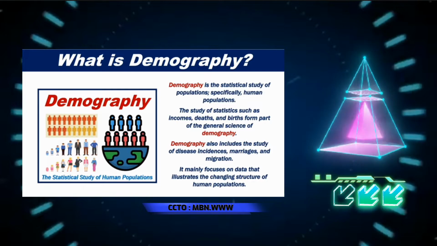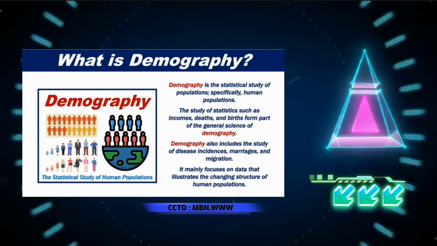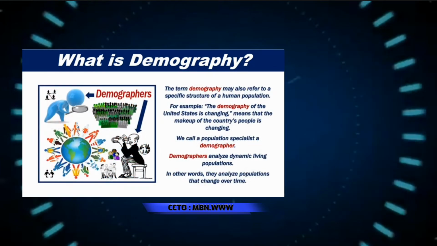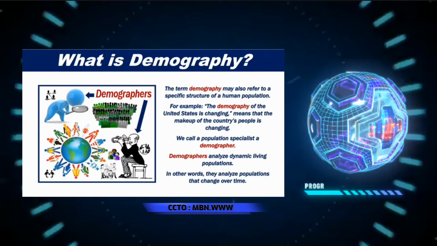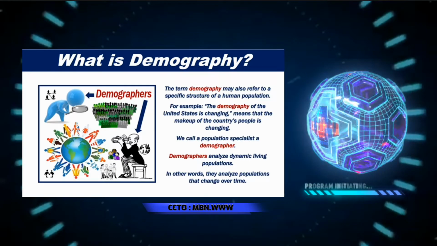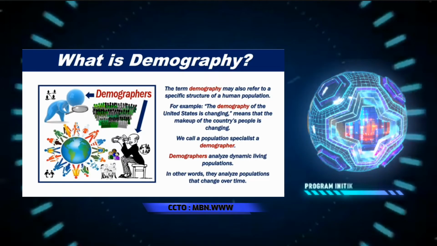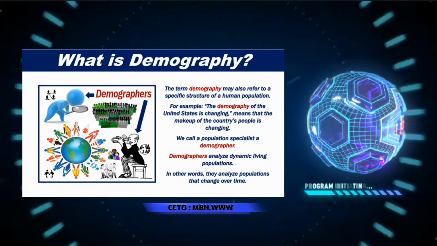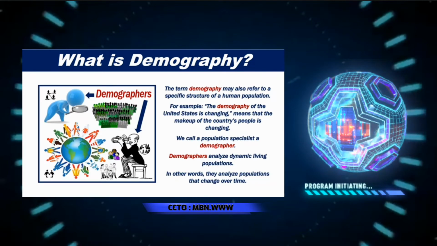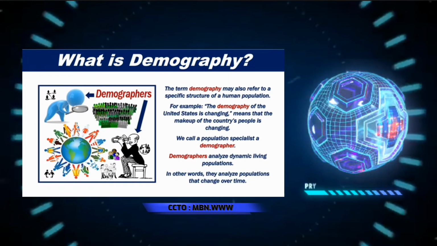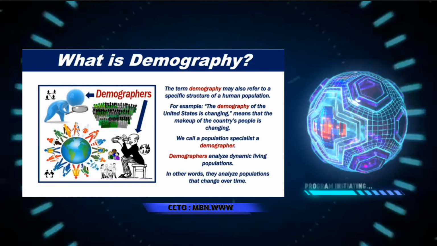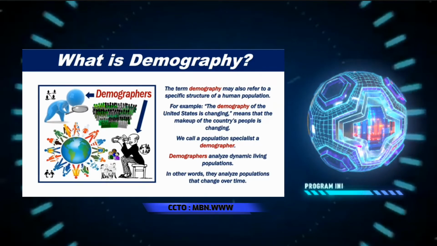It mainly focuses on data that illustrates the changing structure of human populations. The term demography may also refer to a specific structure of a human population. For example, the demography of the US is changing means that the makeup of the country's people is changing. We call a population specialist a demographer. Demographers analyze dynamic living populations. In other words, they analyze populations that change over time.